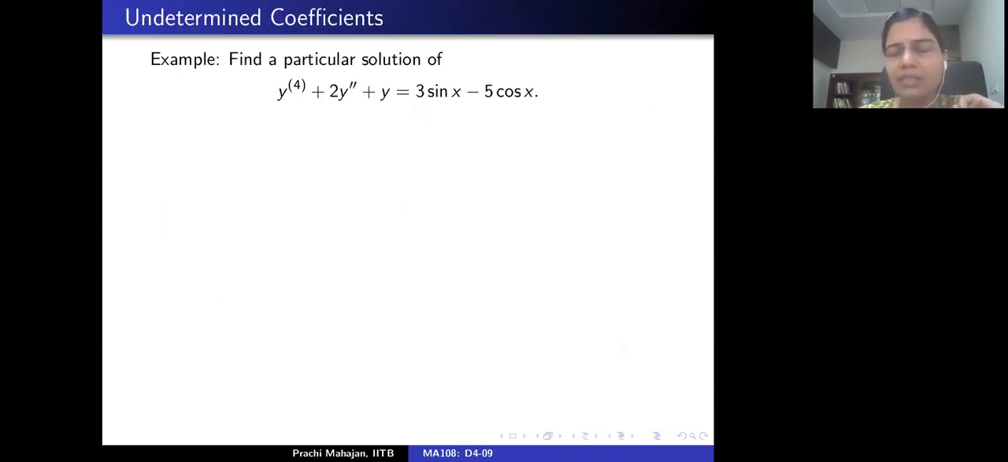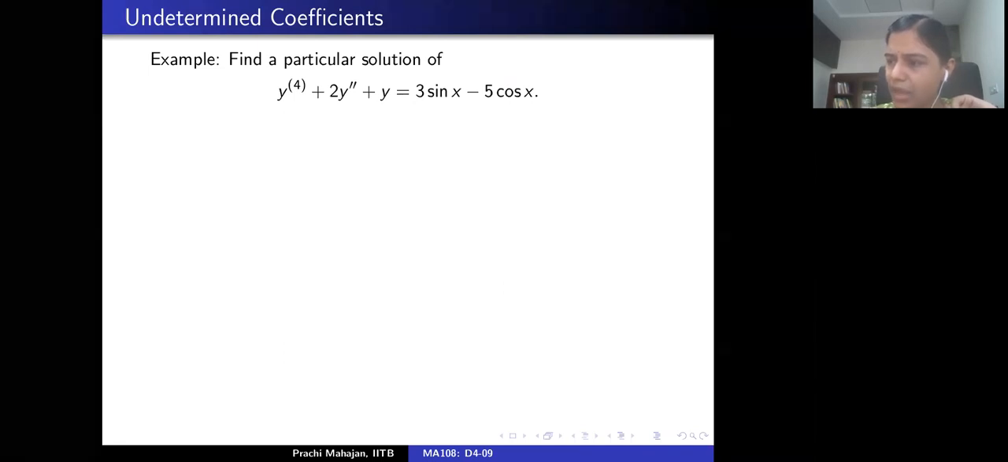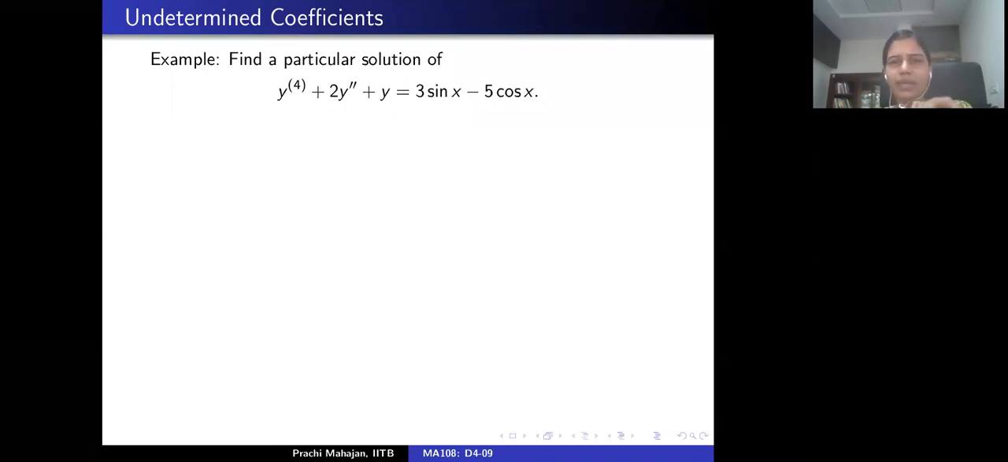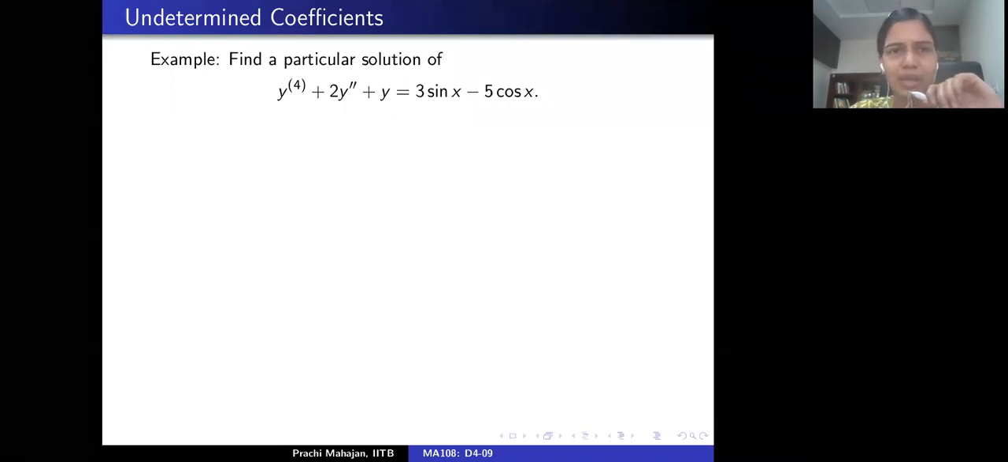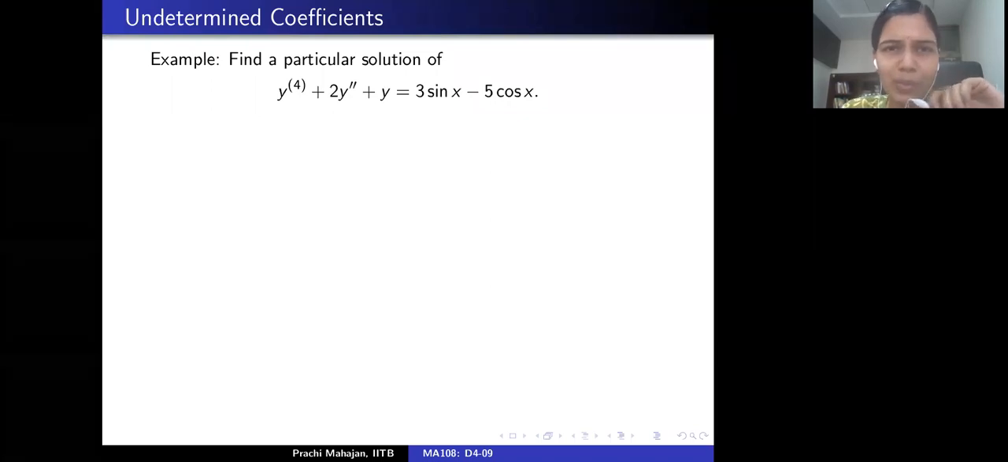Remember, the method of undetermined coefficients is rather restrictive. It applies only when the associated homogeneous differential equation has constant coefficients and the forcing function on the right is either exponential, sines, cosines, or polynomials, or a combination of these, right? But whenever it applies, it's quite easy in some sense.